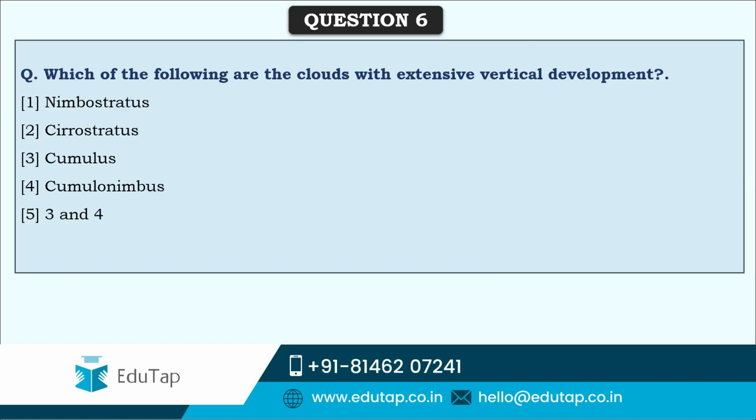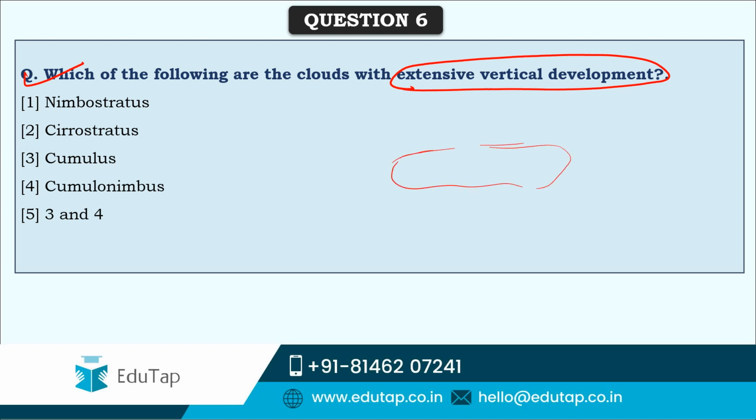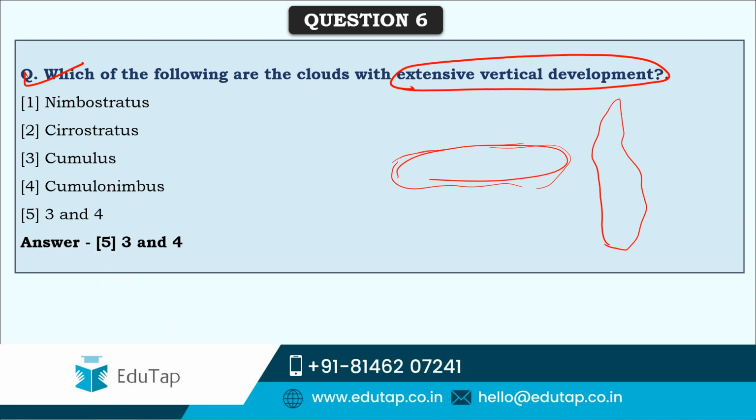So friends, next is, which of the following are the clouds with extensive vertical development? See friends, whenever clouds are formed, they form only in one region or one area, in the various layers of the atmosphere. But in these kinds of clouds, the formation is generally vertical. They cover two or three layers of the atmosphere, very huge vertically, not horizontally but vertically. And these are cumulus clouds and cumulonimbus clouds.